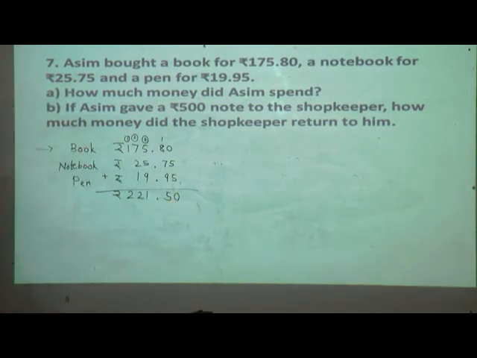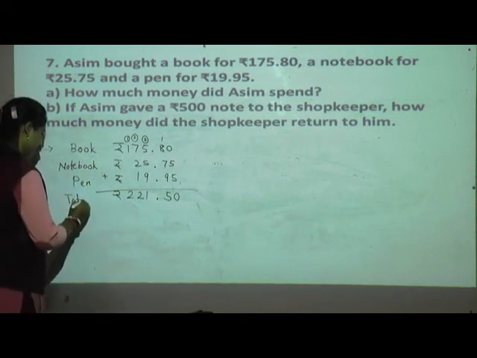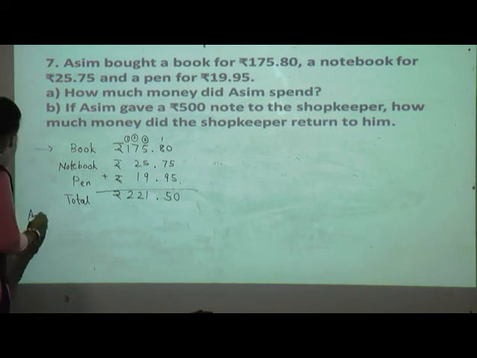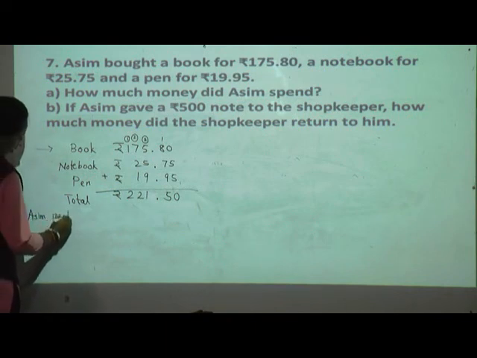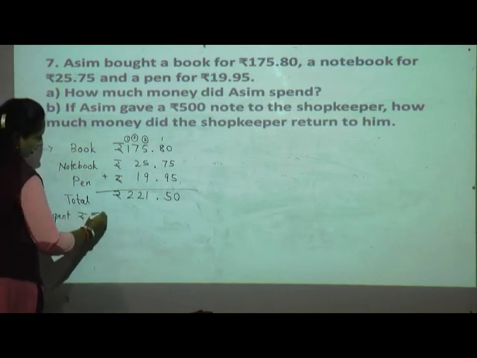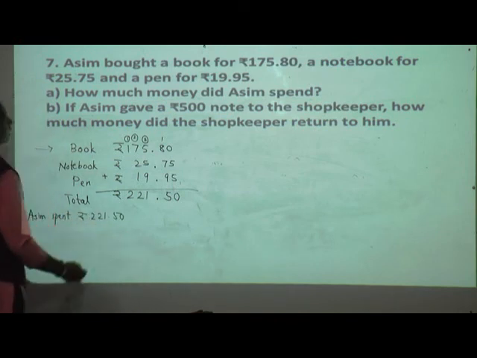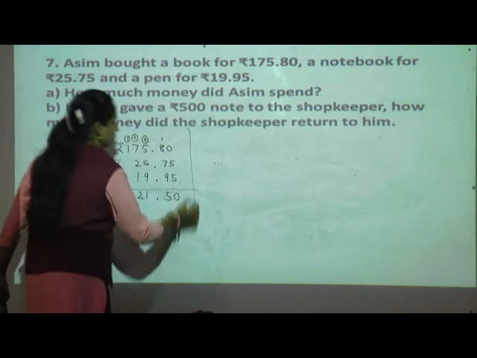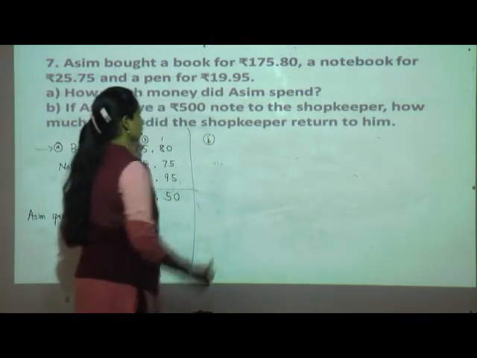So how much he spent together? This is the total, isn't it? Rupees 225.50 paisa. So you can write here, Asim spent rupees 221.50 paisa. Okay, this is about A question. Now B. What is the B question?